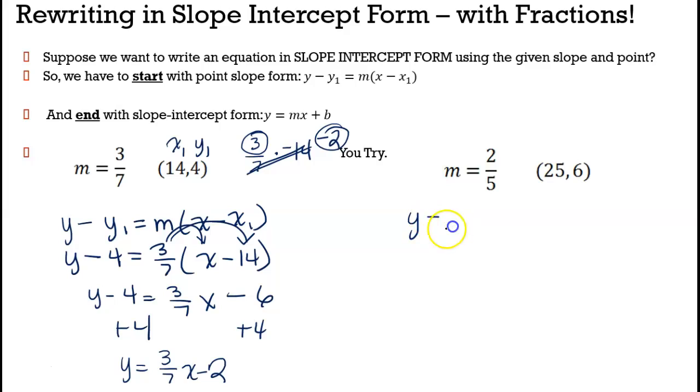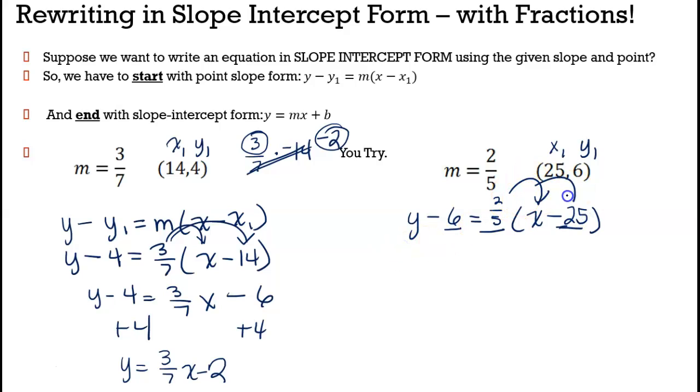You should have started with your blanks so that you can fill those in. You already know that this is your slope, this is your x1, and this is your y1. The y goes with the y value. The slope goes in front of the parentheses. The x goes in the x value.